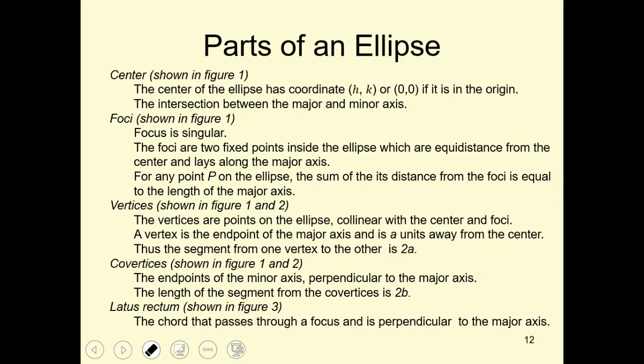So, mao na siya ang definition sa parts. The center of the ellipse has coordinate H, K or 0, 0 if it is in the origin. So, ang imong coordinate, if nasa origin, 0, 0, ang imong center. If wala, H, K. So, focus is singular. The foci are two fixed points. The chord that passes through a focus and is perpendicular to the major axis, mao na ang latus rectum.